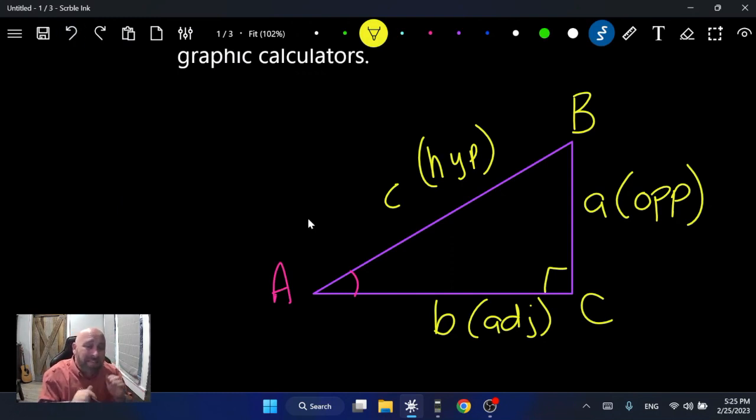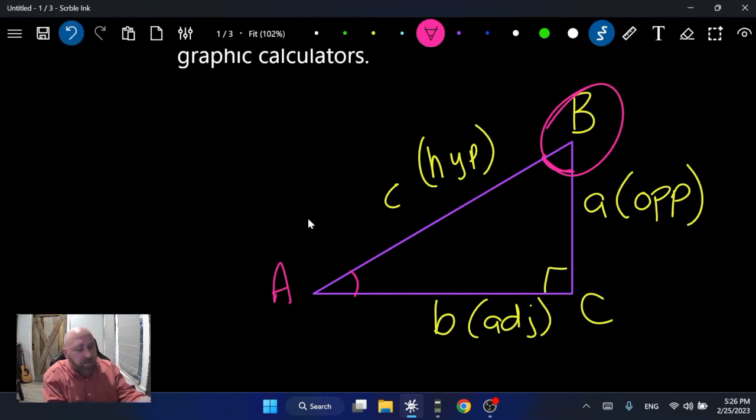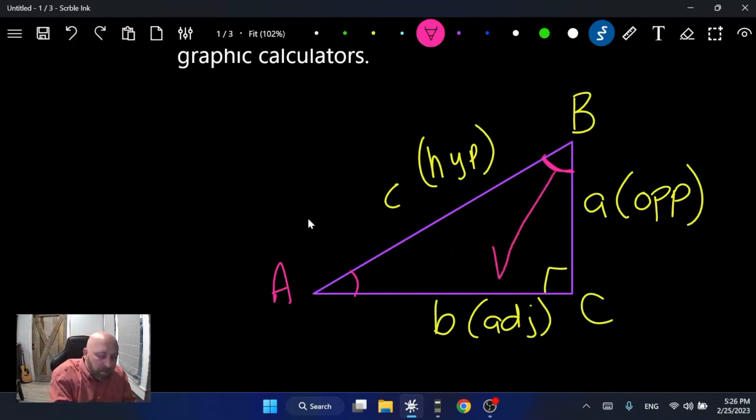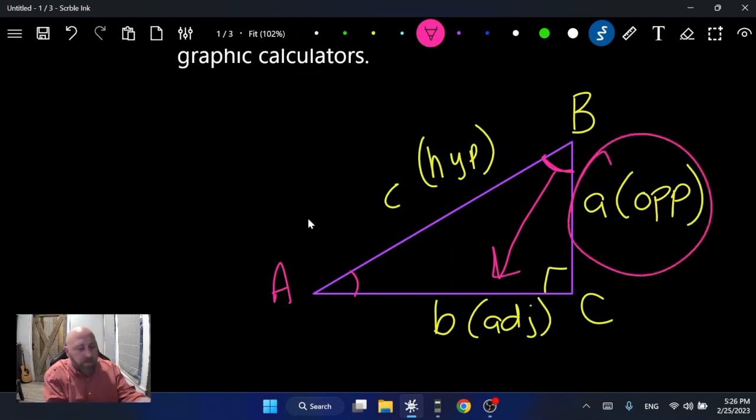In other words, it's the side that both of them touch. So the adjacent to A is the one that is actually touching side A. So B in this case is adjacent to angle A. Now, what if we were talking about angle B? What if we changed our focus there and focused on angle B? Well, watch. Now this becomes the opposite, and then this one becomes the adjacent.